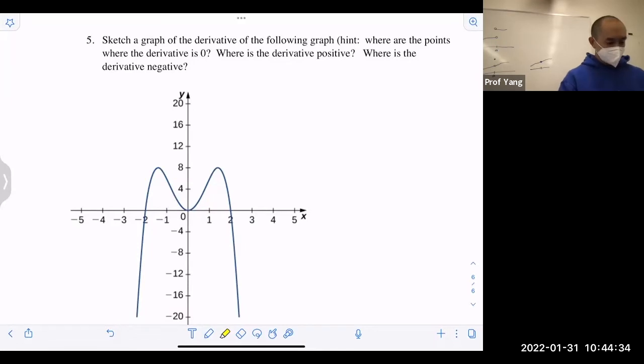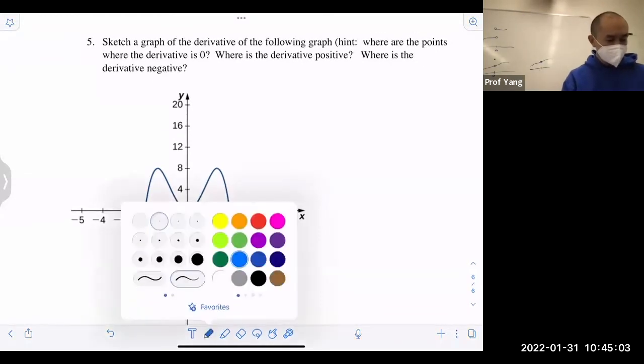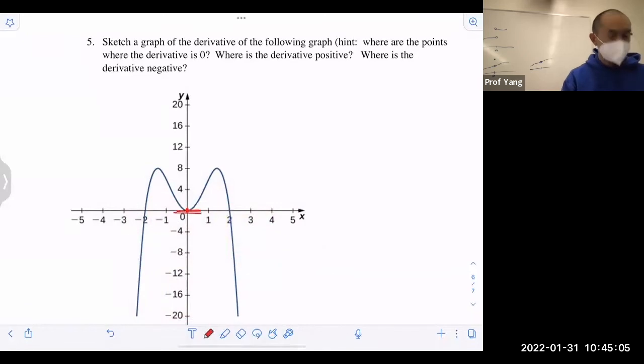This graph is the original function. They want us to sketch the derivative function. So I claim when I look at this graph, it's easy for me to tell the derivative at 3 points. There's 3 points where I know what the derivative is. What are those 3 points? 0 is 1 point. What's the derivative at 0? Can we all see that the derivative at 0 is 0? Because that's a horizontal tangent line at 0.